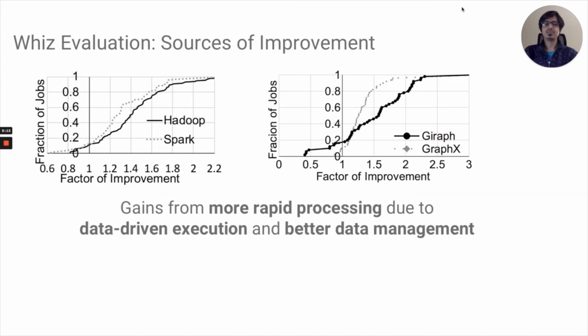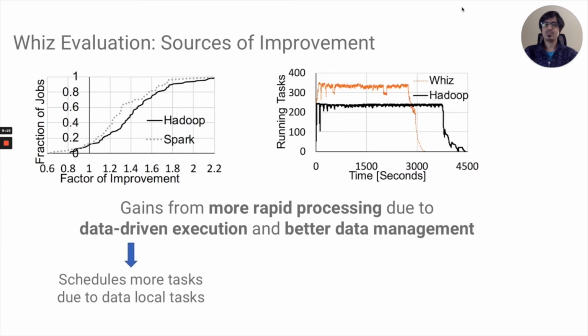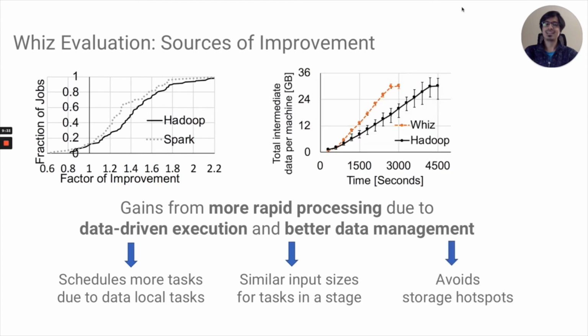Delving deeper, we observe that the gains come from more rapid processing due to data-driven execution and better data management. Whiz is able to schedule more tasks due to more data local tasks which finish quicker. The graph shows the number of tasks over time for batch analytic workloads. Additionally, we observe that Whiz avoids intra-stage skew within tasks, and it avoids storage hotspots as the data service load balances the data across the entire cluster, as can be seen in the graph which shows the per machine data distribution over time.